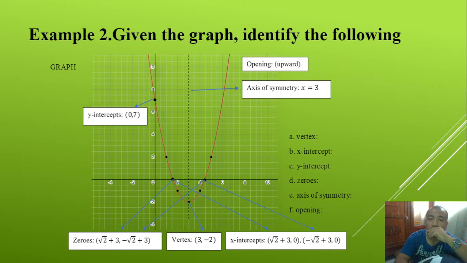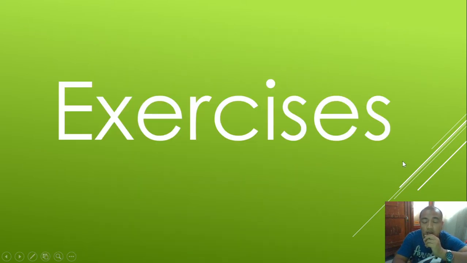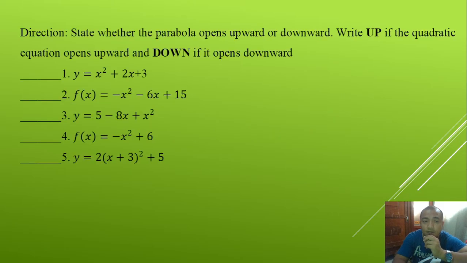How about the range? We have the domain: the set of real numbers. How about the range? Range is y is greater than or equal to k. What is k? Y is greater than or equal to negative 2 for the range. Okay, can you follow? Let's now go to exercises.